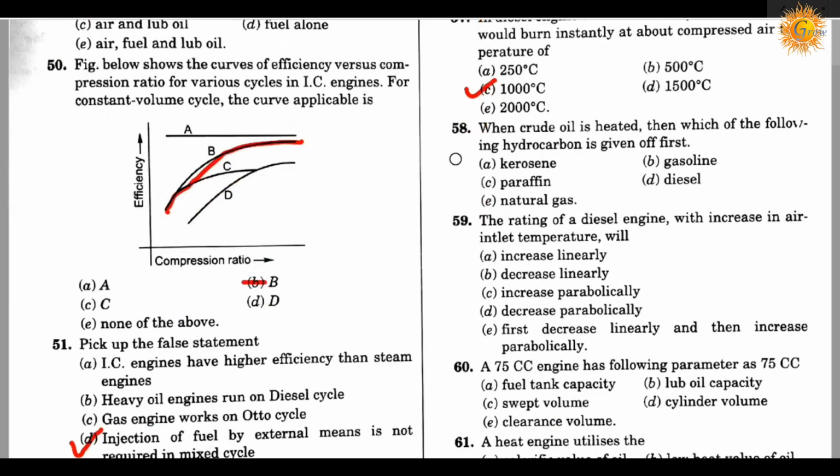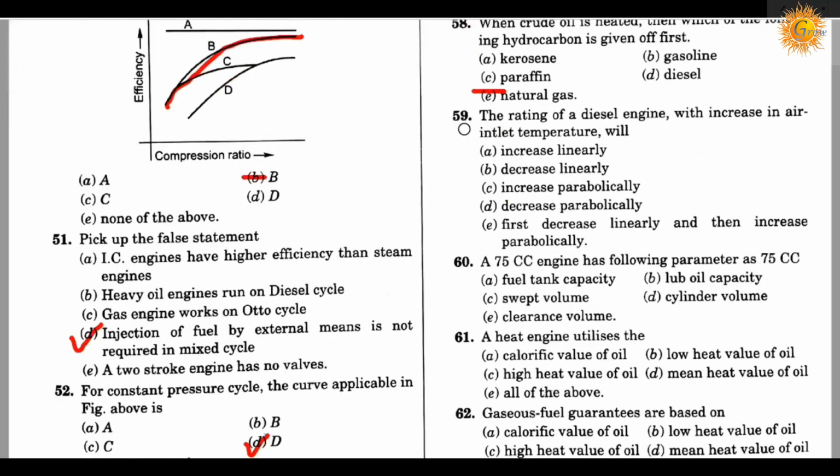Question number 58. When crude oil is heated, then which of the following hydrocarbon is given off first? Option A is kerosene, option B is gasoline, option C is paraffin, option D is diesel, and option E is natural gas. So the correct answer is E, natural gas, because when crude oil is heated, the first outcome will be natural gas.